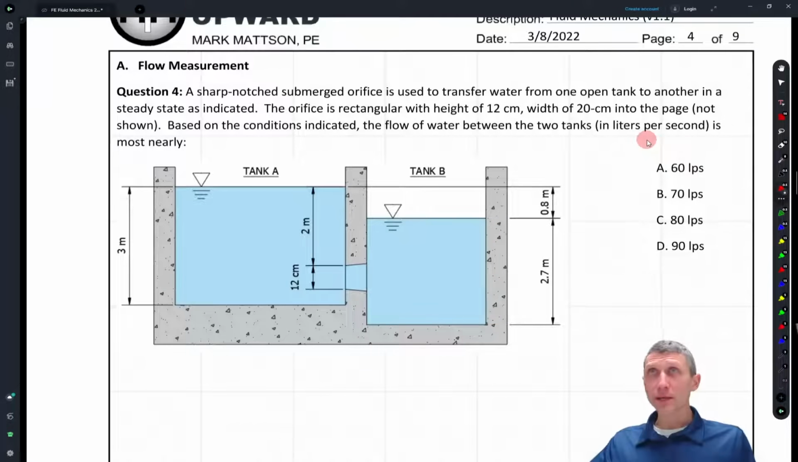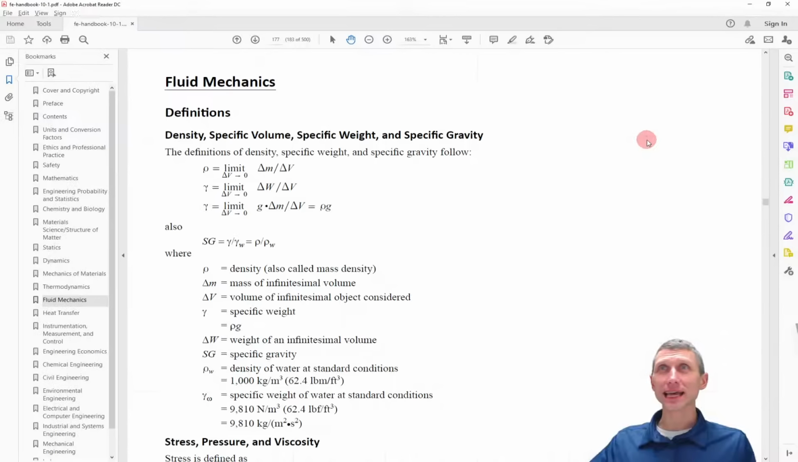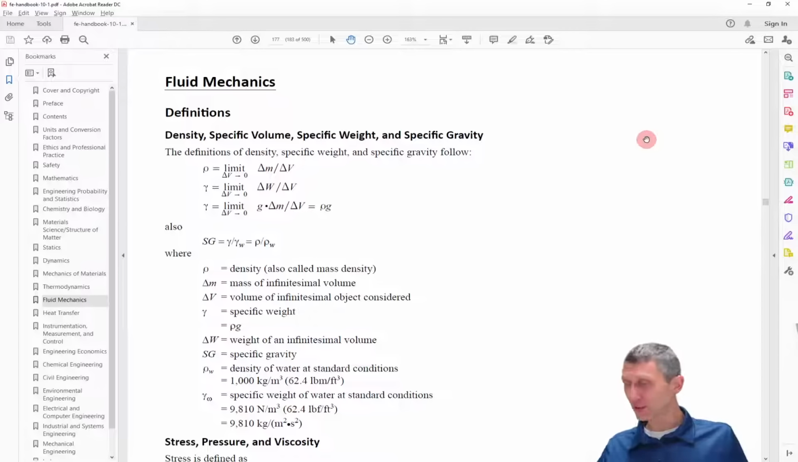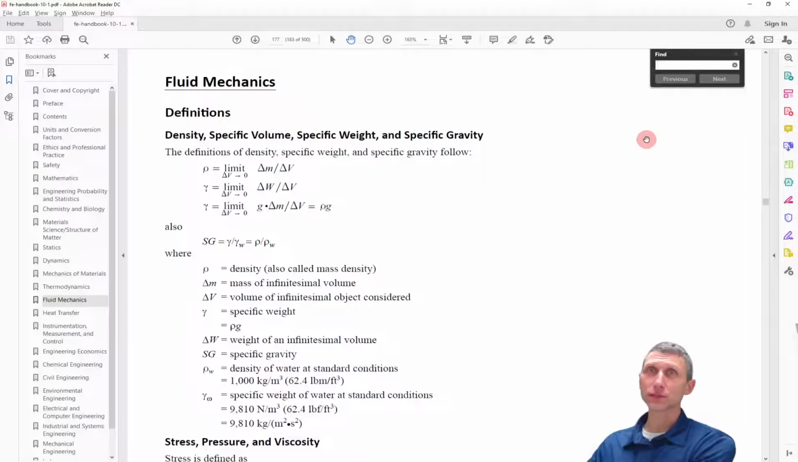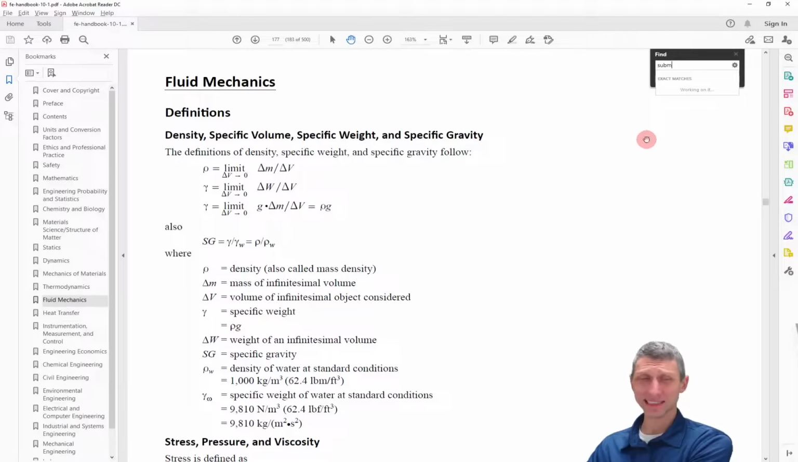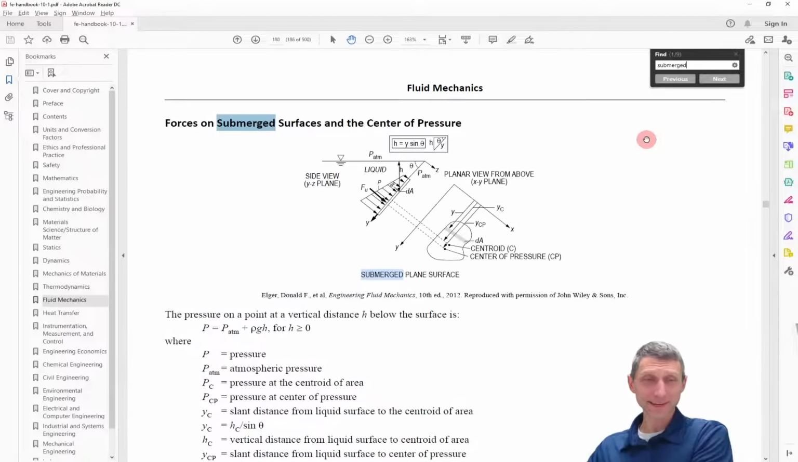So what does that look like? This gets a little bit different because this isn't exactly Bernoulli. So when we come down here, I can do a search for submerged orifice, I hope. Maybe not. Nothing's coming up. Oh, there it is. Submerged plane surface. We'll come back to that one.